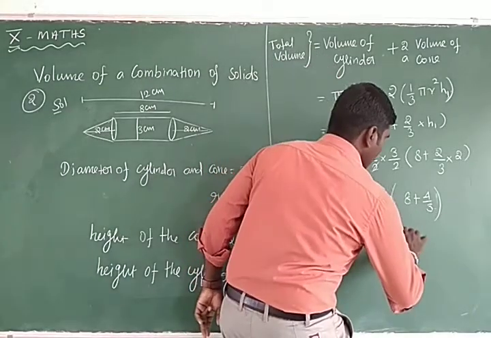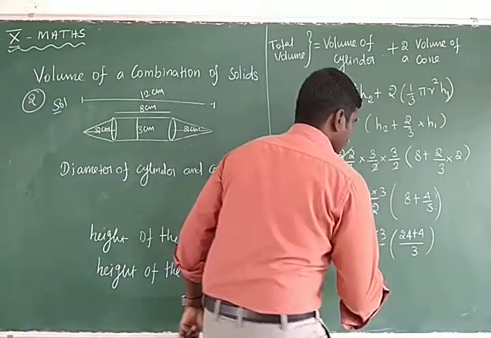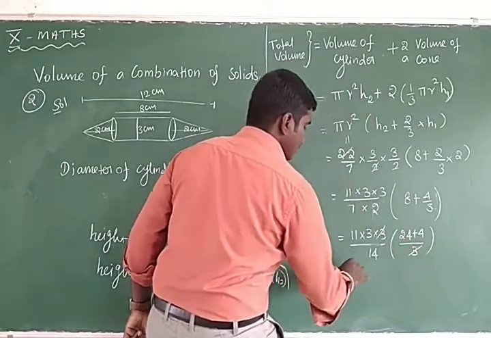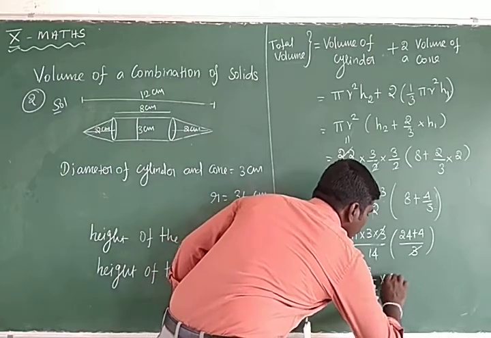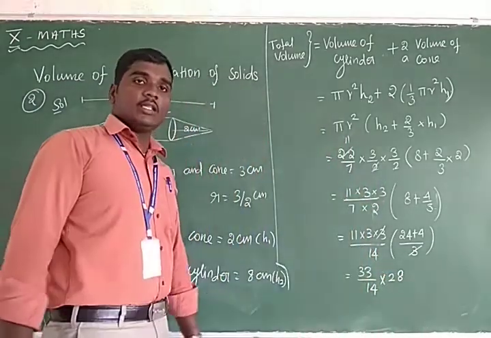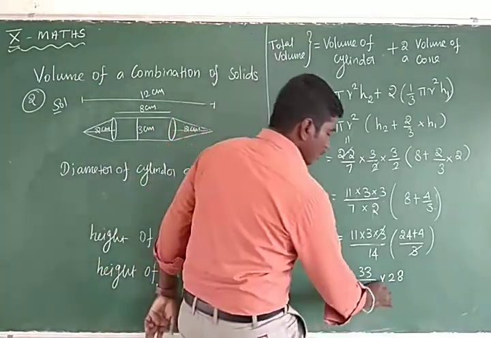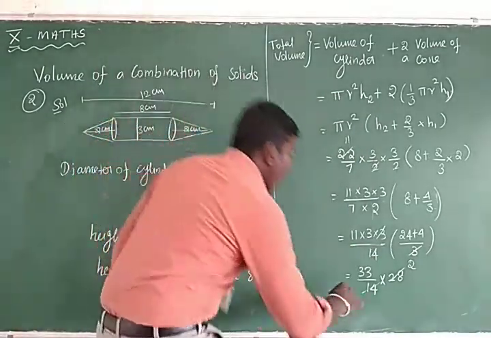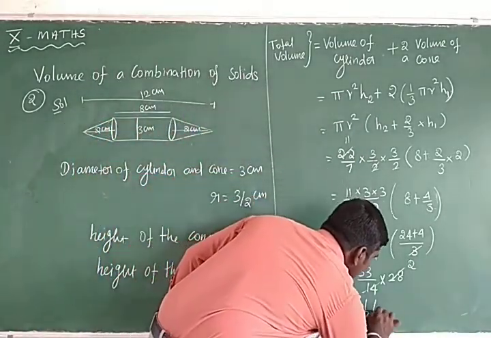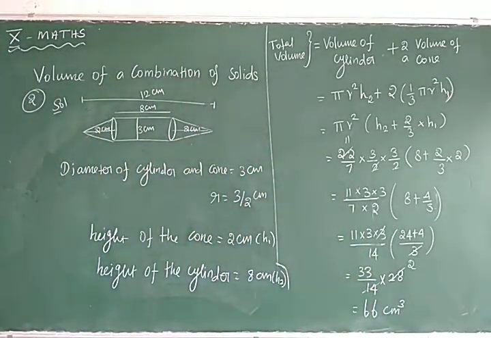Here multiply cross: 8 3s are 24. So 24 plus 4 divided by 3. Okay, the 3s cancel, remaining 33 divided by 14 into 28. Now 1 14 is 14, 2 14s are 28. So the answer is 66 centimeter cube.